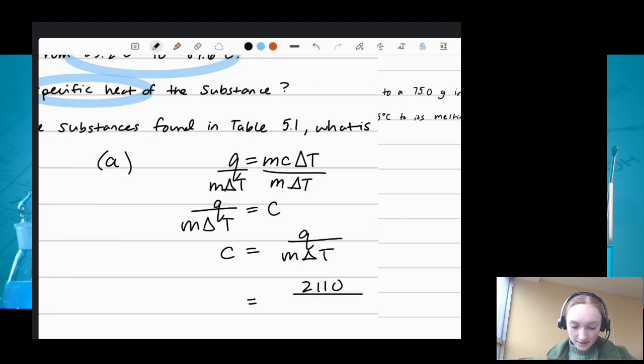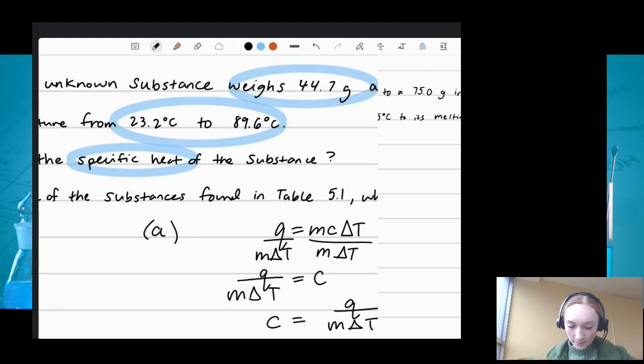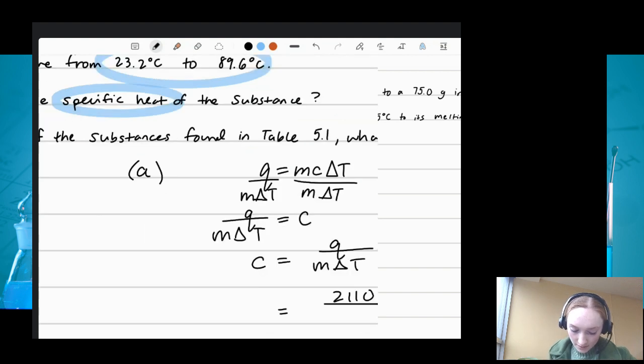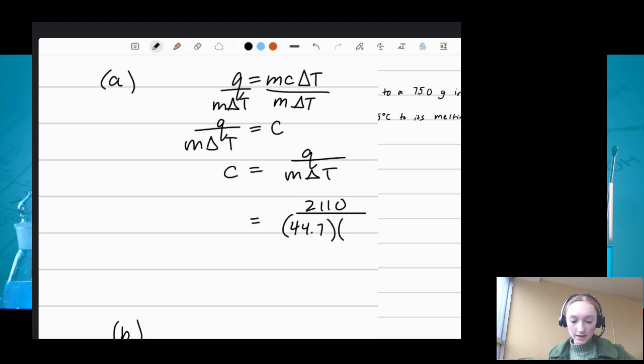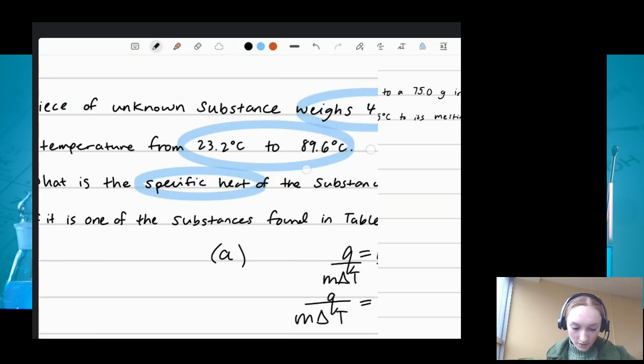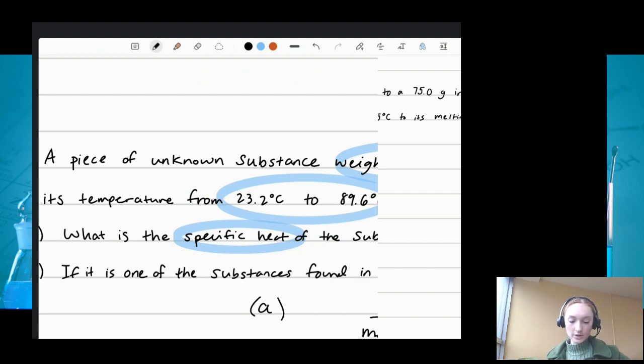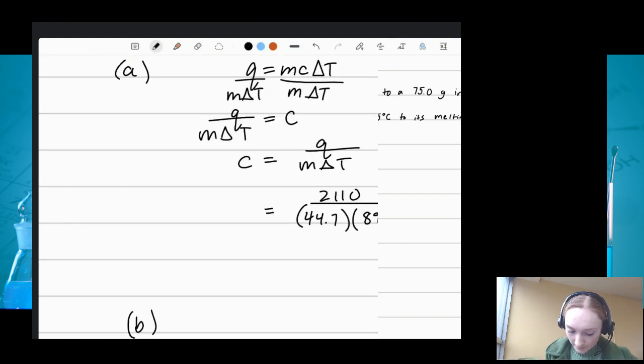And then the mass is also in grams, so it checks out just as the last problem. 44.7. And then delta T, so it's the final minus the initial. And so right here in blue, I circled, it's 23.2 to 89.6. So it's going to be 89.6 minus 23.2. Okay, and calculating this out, I already calculated this out earlier, so I already have it planned.